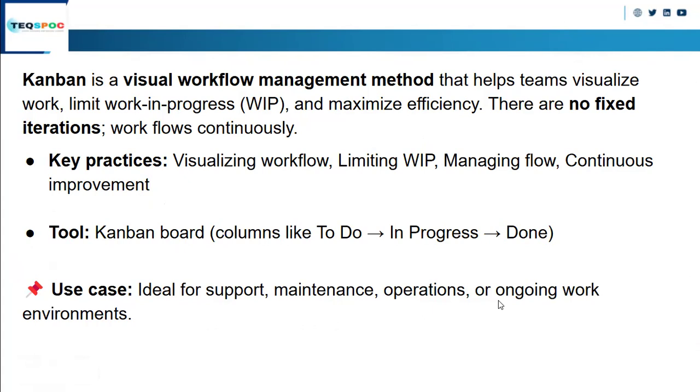In Kanban the requirements are unfixed, whereas in Scrum the requirements are continuous, predictable, and fixed. But in Kanban there are unclear requirements. The requirements are not fixed. Sometimes you will get 10 requirements, sometimes you will get 5 requirements. So in those cases we are using Kanban.